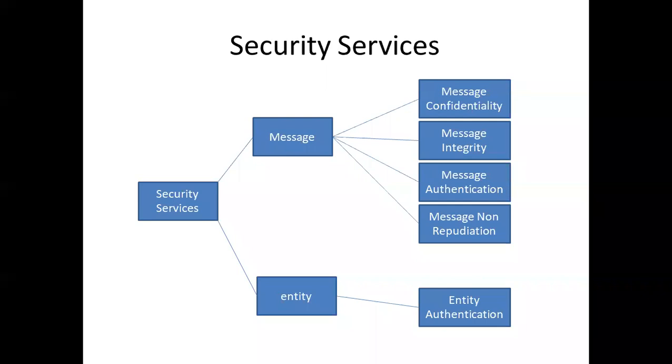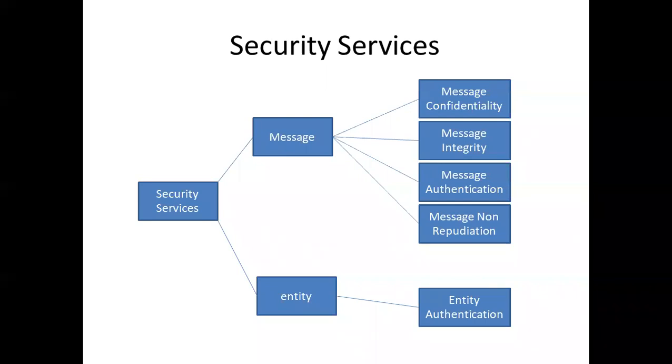Now, if you are looking at network security from the message point of view, we look at it as message confidentiality, message integrity, message authentication, and message non-repudiation. I'll be telling you each one of them. Also, if you're looking at security services from the entity, from the source point of view, then entity authentication is the only aspect which we are going to look into. We'll have a look at what these are.